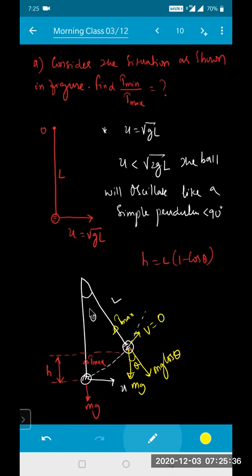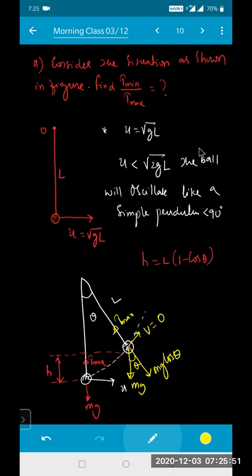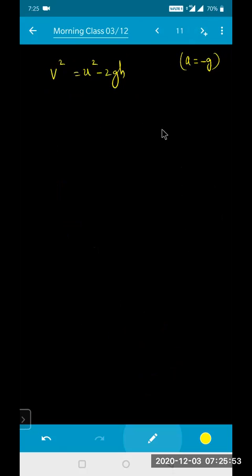So I can calculate the angle at which it is going. By what relation? Kinematic equation, V square is equal to U square minus 2G into H. Why minus? Because acceleration due to gravity acts against the motion. It is moving up, so G acts in the downward direction and the acceleration of the body is downward. That is the reason I took minus G. So final velocity is 0. Initial velocity is how much for me?